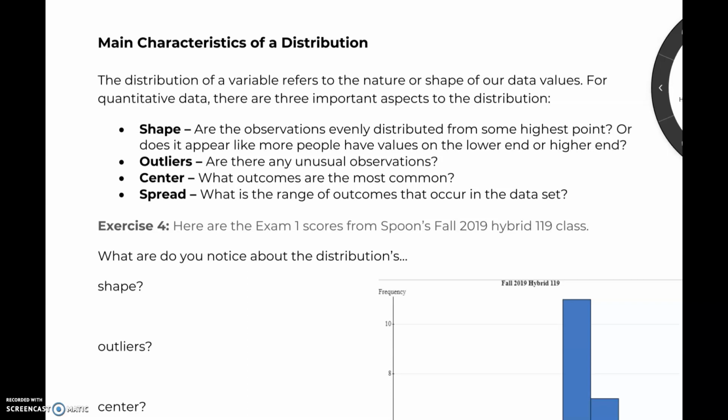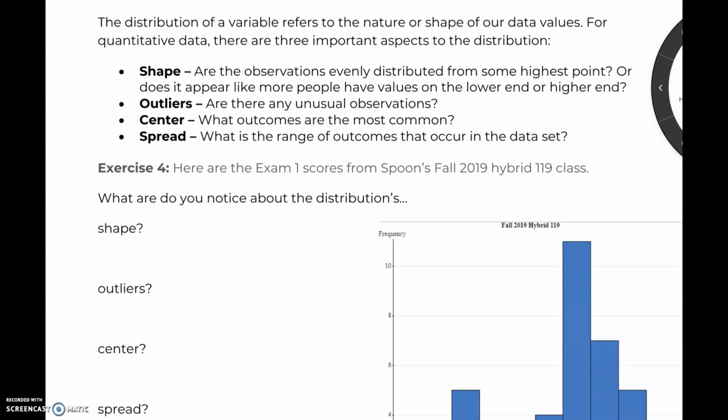Then we look at the center, right? Where's the midpoint? What's the most common value? And we're going to look at 3 different measures of center later on this week. It's important that depending on what the shape of our distribution is, we may use different centers. And then the last one is the spread. What is the range of our values? And there are other measures of spread we can calculate as well.